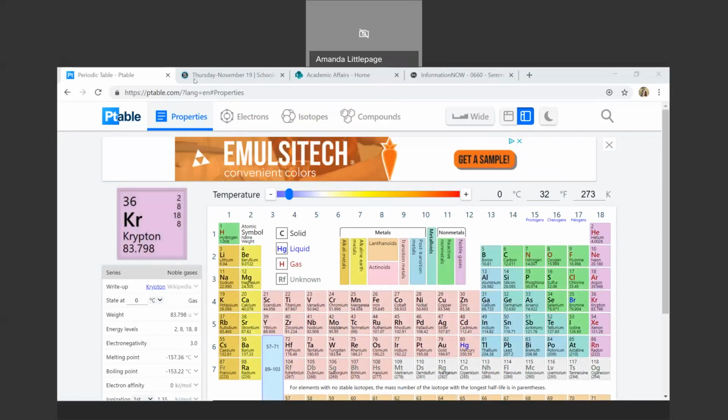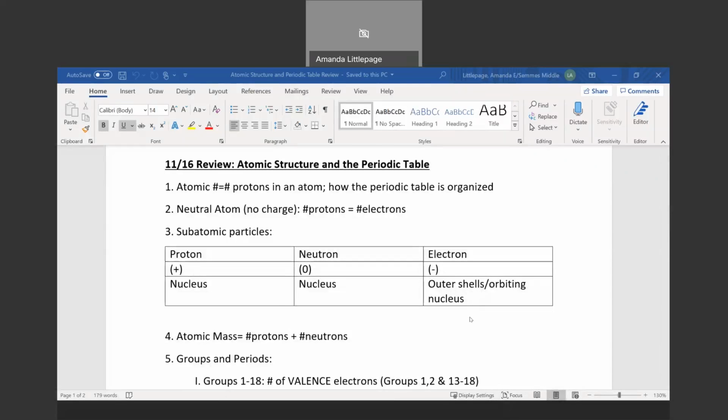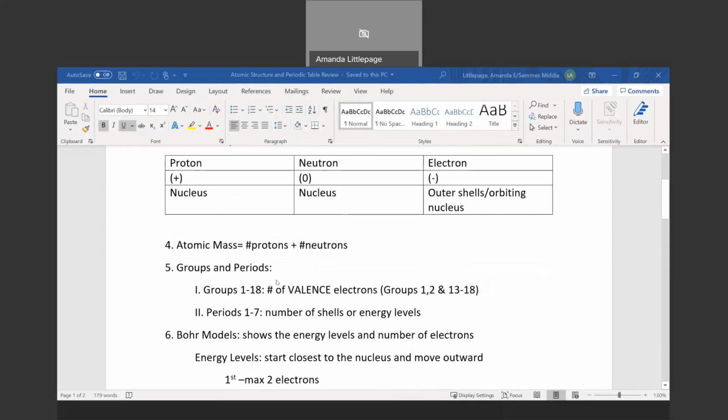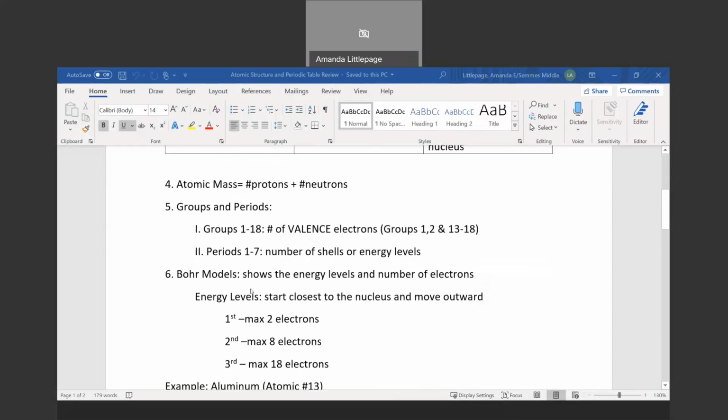So I'm going to go back to sharing the review activity in my document here. All right, so we've kind of talked about all this, talked about atomic mass. We've also reviewed what groups and periods mean, but if you want to write this down in your notes, you have it here in front of you. Another activity that we did was practice drawing Bohr models. So in the virtual setting, you guys won't necessarily be sketching Bohr models.